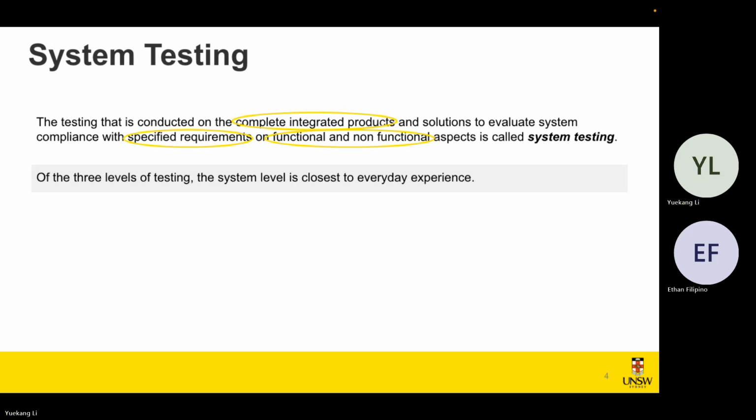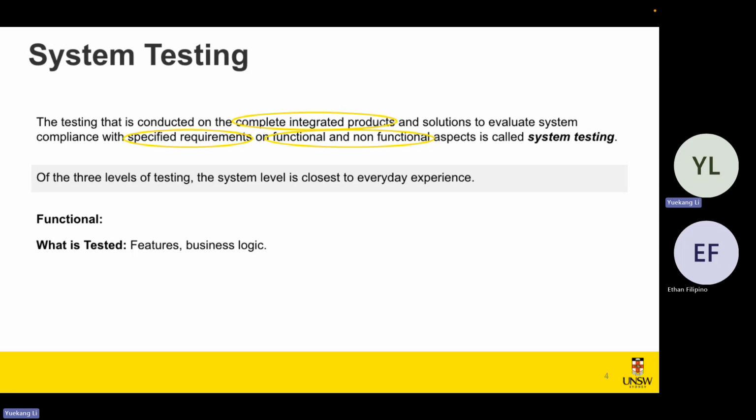Out of the three different levels of testing we have learned, system level of testing is the closest to our everyday experience. Because normally as a user, we don't use just a unit of the function or just a subsystem of the function, right? We just use the entire function, the entire software.